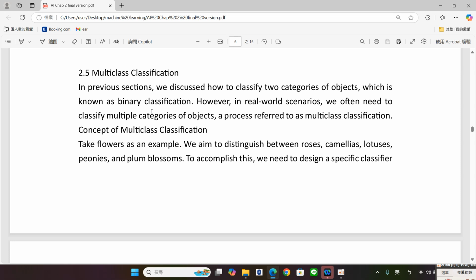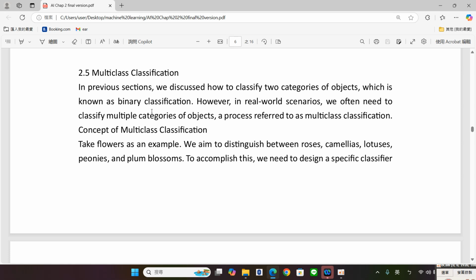2.5 Multi-class classification. In previous sections, we discussed how to classify two categories of objectives, which is known as binary classification. However, in real-world scenarios, we often need to classify multiple categories of objectives, a process referred to as multi-class classification. Concept of the multi-class classification.